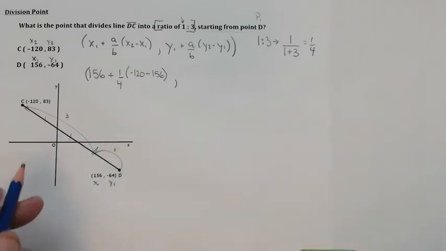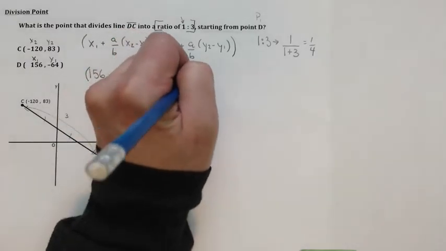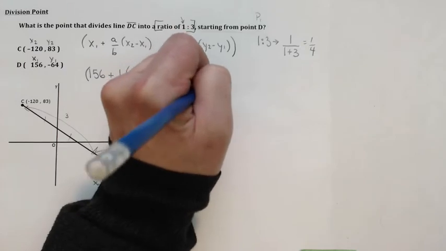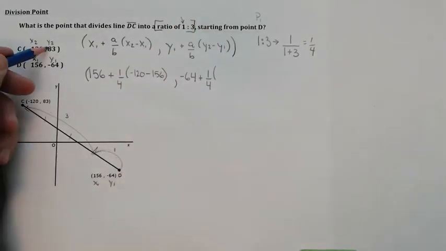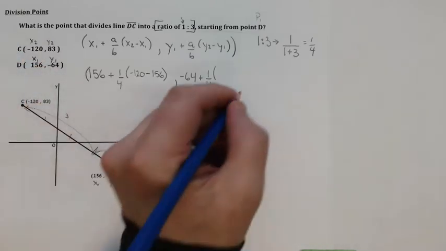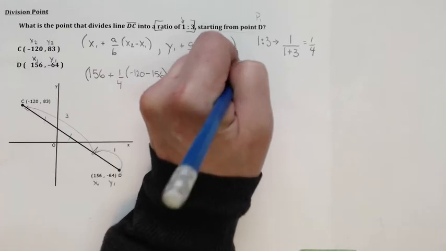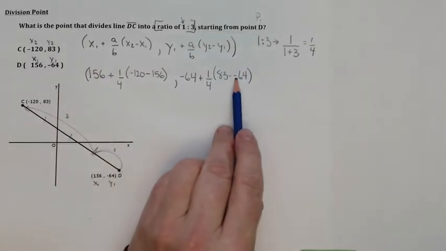Right? y1 is negative 64, plus that fraction, which we know is 1/4, times y2 minus y1: 83 minus negative 64. Be careful with that minus negative 64. Don't get fooled when we do that.